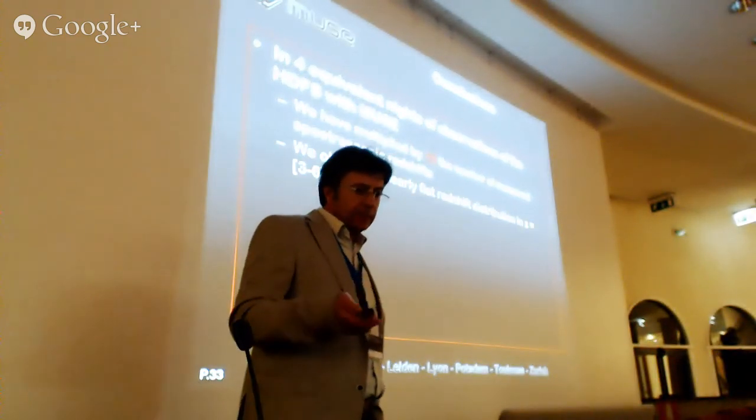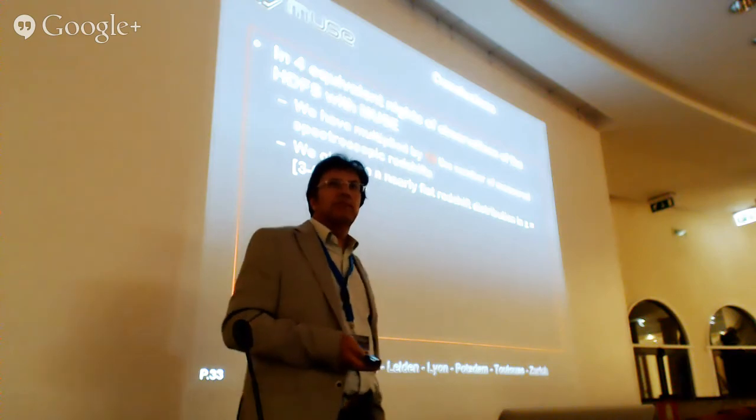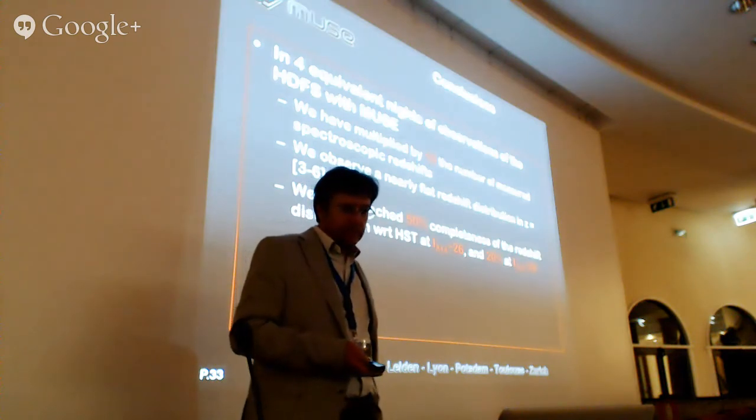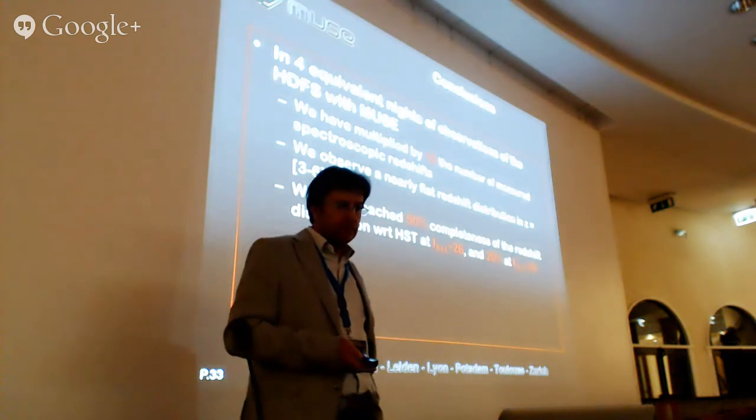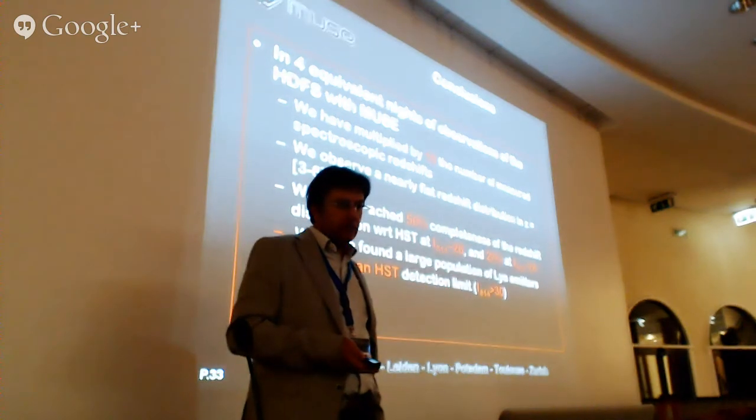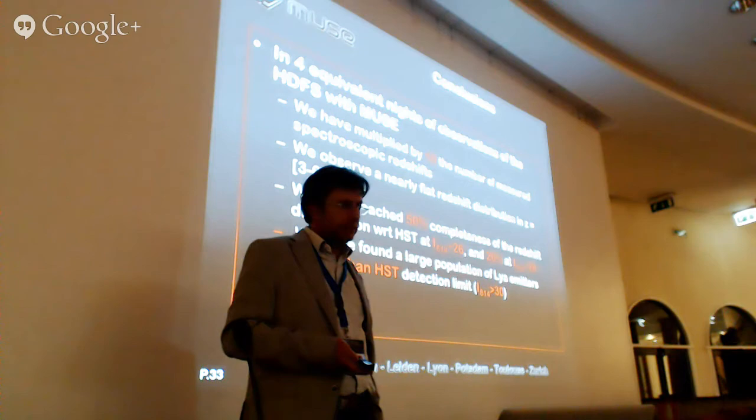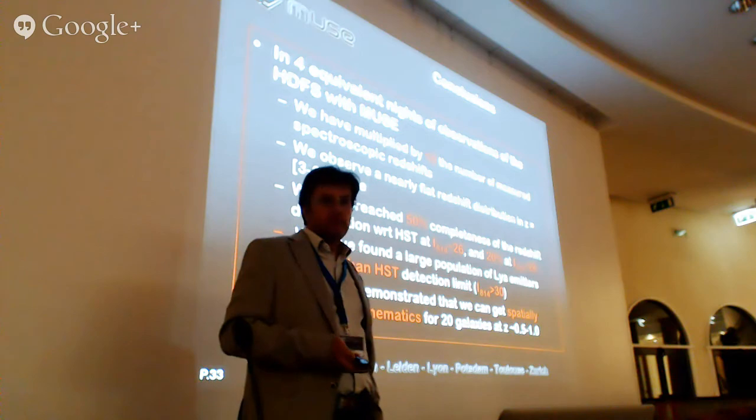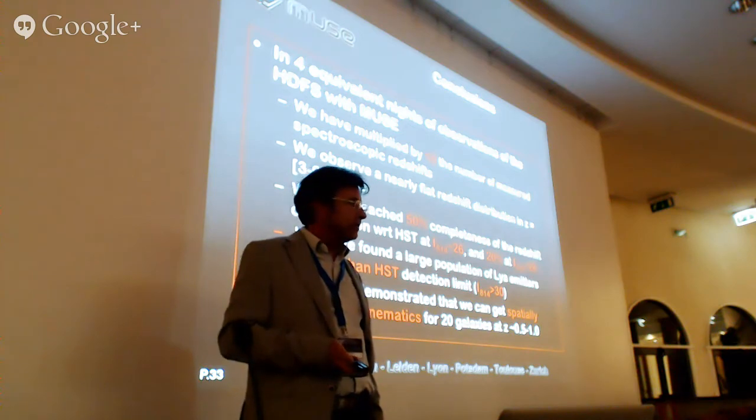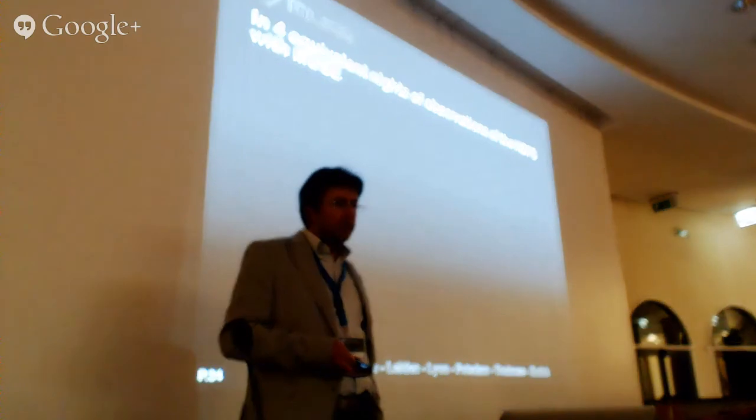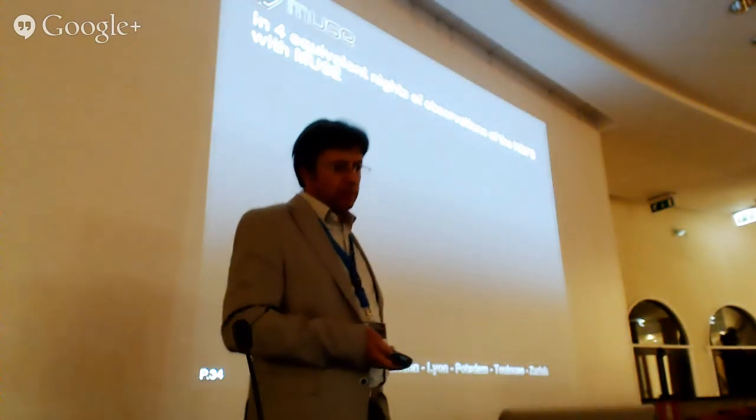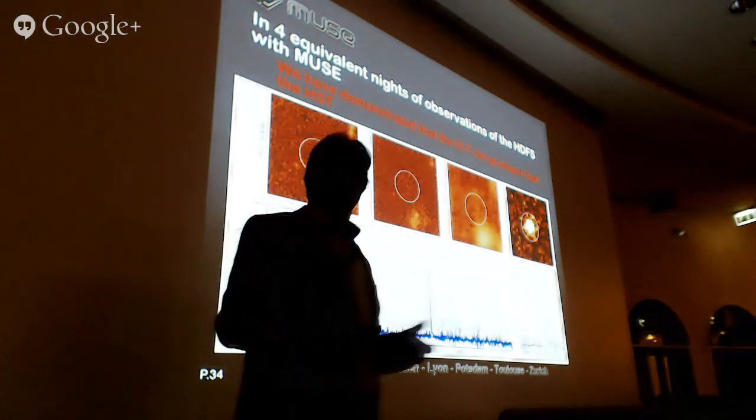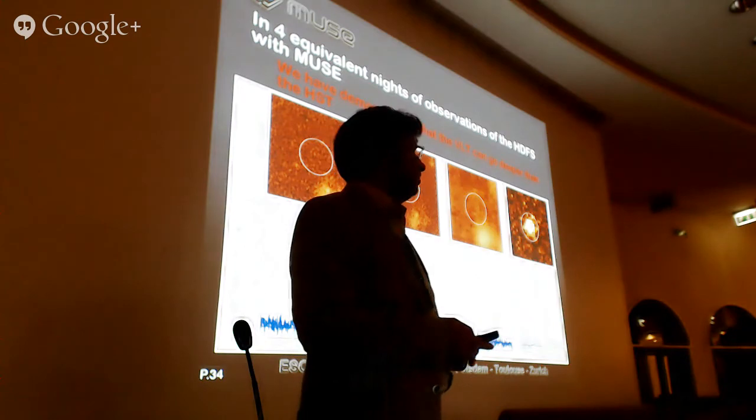We have observed a nearly flat redshift distribution in the redshift range of 3 to 6. We have reached a completeness of 50% at this magnitude. We found a large population of Lyman alpha emitters fainter than the HST detection limit. And we also get spatially resolved kinematics of 20 galaxies just in that field. So in 4 equivalent nights of observation with MUSE, I think we have just demonstrated that the VLT can go deeper than HST, which I think is good.